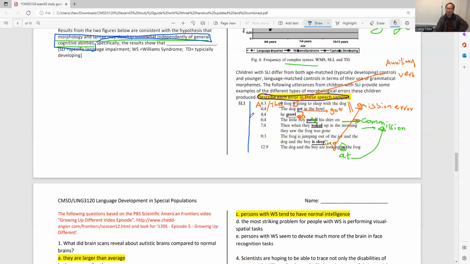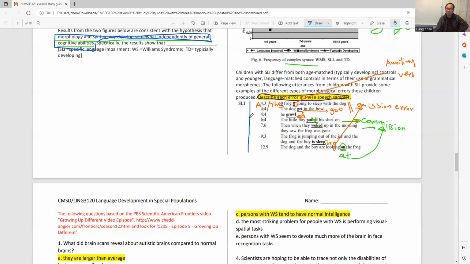Number one, "frog going to sleep with the dog." You typically would say "the frog" or "a frog," right? So we have an omission of the article or determiner. And then here we have the omission of the auxiliary: be going to, is going to, or was going to sleep with the frog.